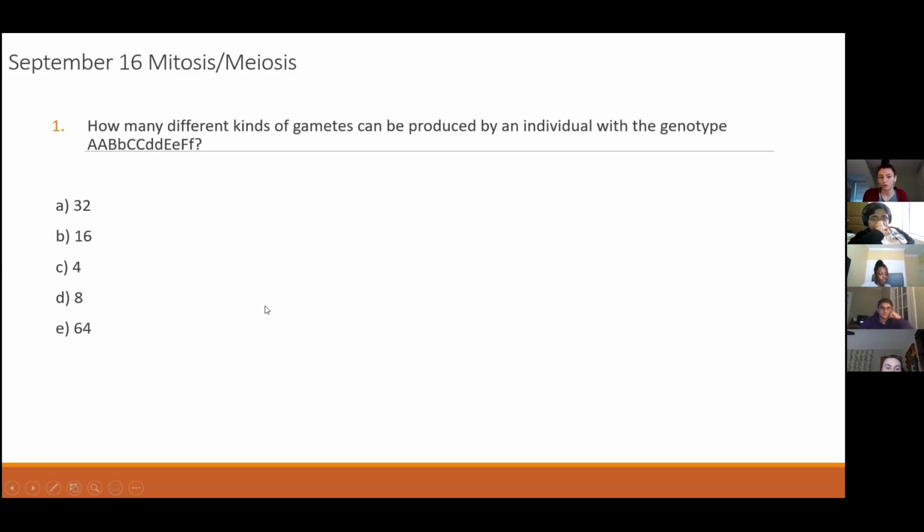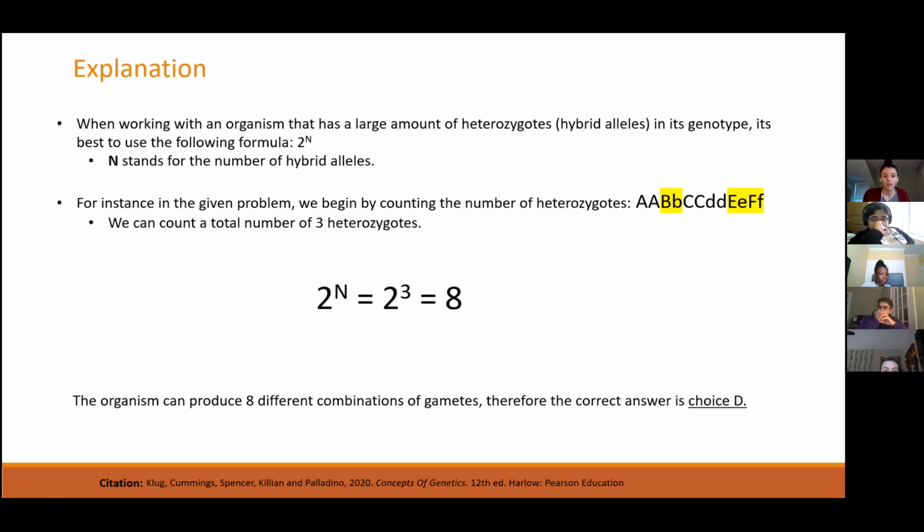The way that I went through to solve this particular problem is I worked with the equation 2 raised to the n, where n stands for the number of hybrid alleles that the organism has. So for this problem, we want to count how many heterozygotes it has. We have a heterozygous B, E, and F, for a total of 3. So we do 2 raised to the n, or 2 raised to the third, which equals 8. So this organism can produce 8 different combinations of gametes, meaning our choice would be choice D.